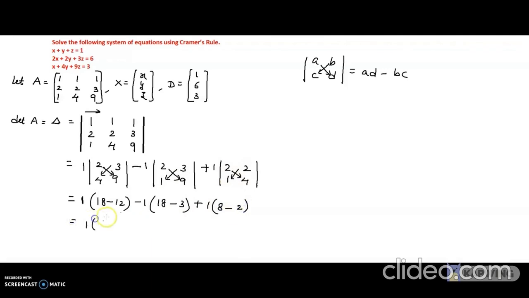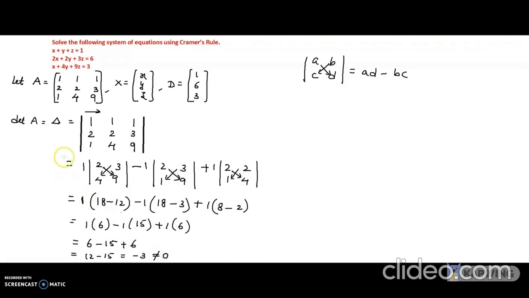So 1 into 18 minus 12 is 6, 18 minus 3 is 15, plus 1 into 8 minus 2 is 6. 1 into 6 is 6, minus 1 into 15 is minus 15, plus 1 into 6 is 6. So 6 plus 6 is 12, 12 minus 15 is equal to minus 3. So the determinant is minus 3. That means this is not equal to 0.